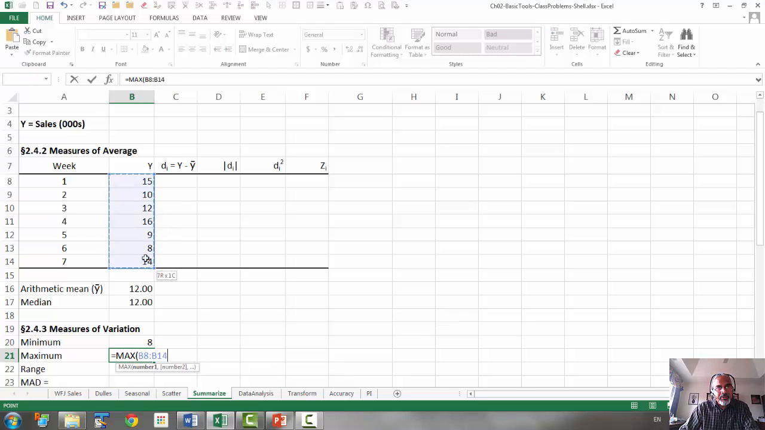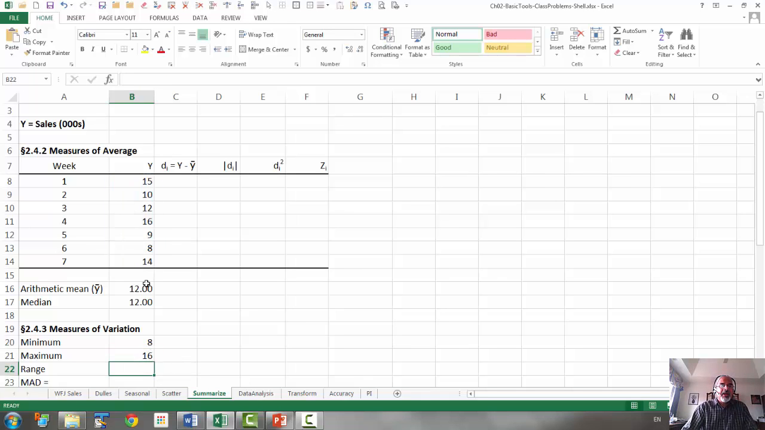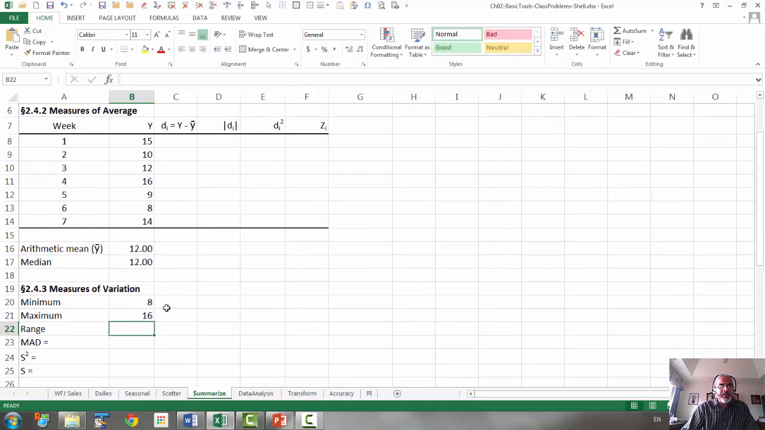All right. So these two functions give us the minimum value and the maximum value. And the first measure of variation is the range. Range is maximum minus minimum. What is the width of the data going from the smallest to the largest data? So that's your range. We can also compute mean absolute deviation, variance, and standard deviation.